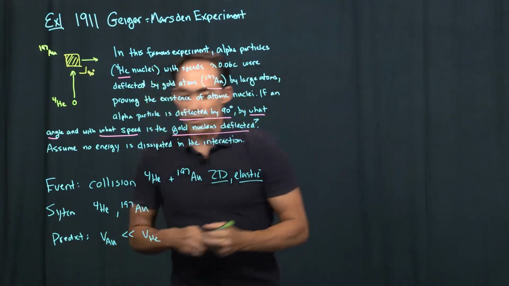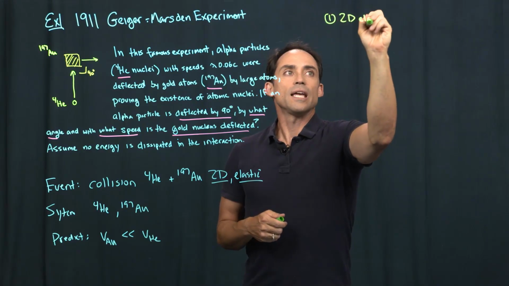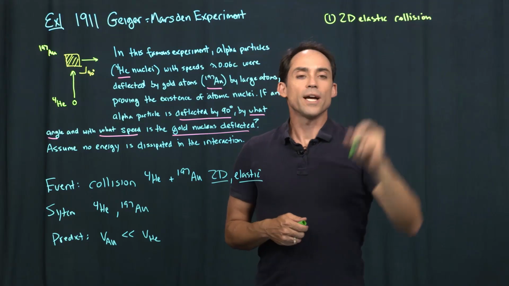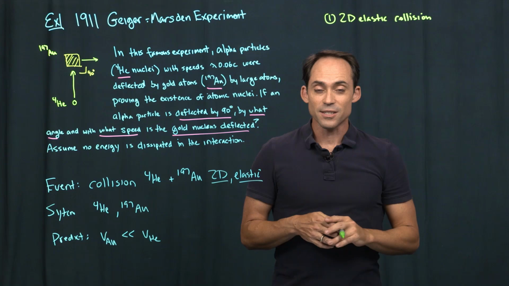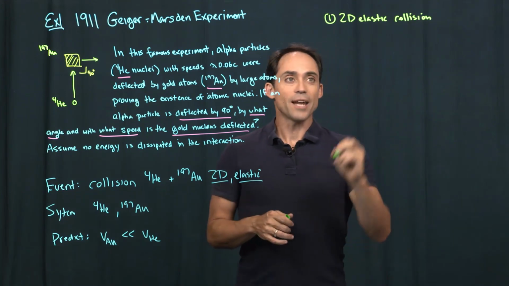All right, so for this one event, this 2D elastic collision, we're going to write down the initial and final momenta along both the coordinate axes and the initial and final energies. So let's draw schematically what's happening here.